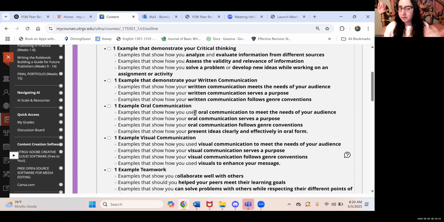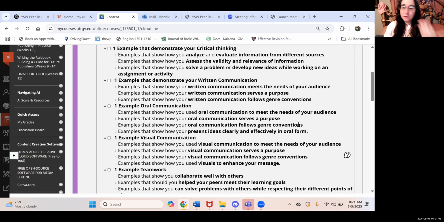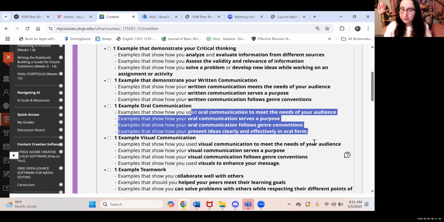So, can you show me an example of oral communication that meets the needs of your audience, that serves a purpose, very similar to written, but now when you presented something verbally or orally with an end goal, that follows genre conventions? Again, speeches also follow certain rules. The way we talk follows certain rules. The way I talk in class is different than the way I talk to my boss, is different than the way I talk to my mom. Each of these follows certain rules that I know and follow in my communication or my oral presentation, and that presents ideas clearly and effectively in oral form, right? So as long as your example hits one of these and you can explain it, you're good.